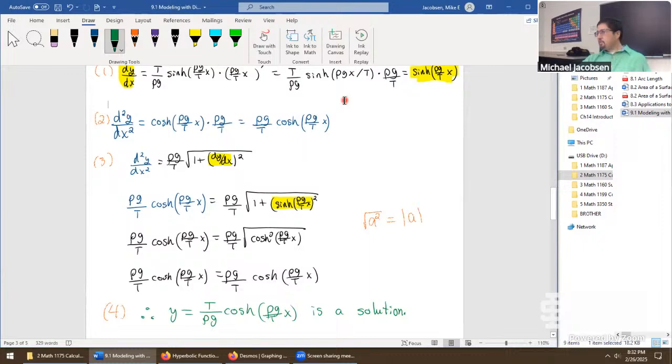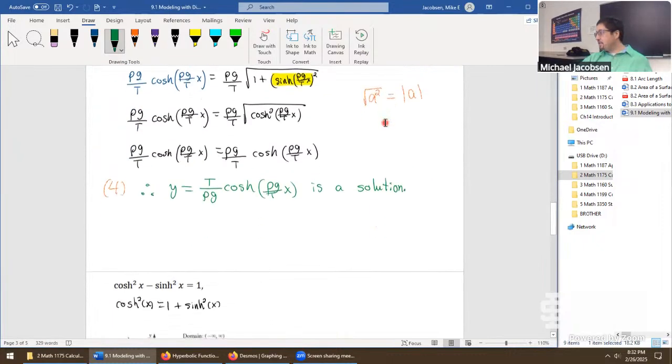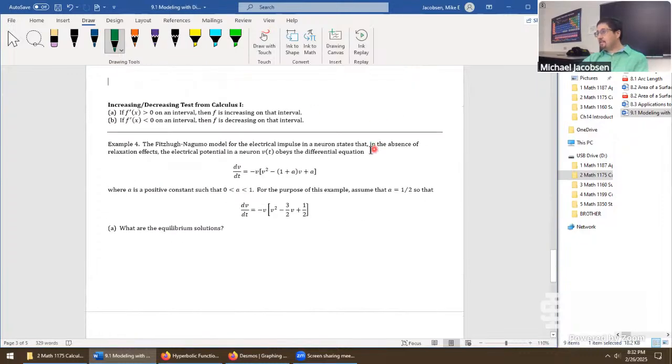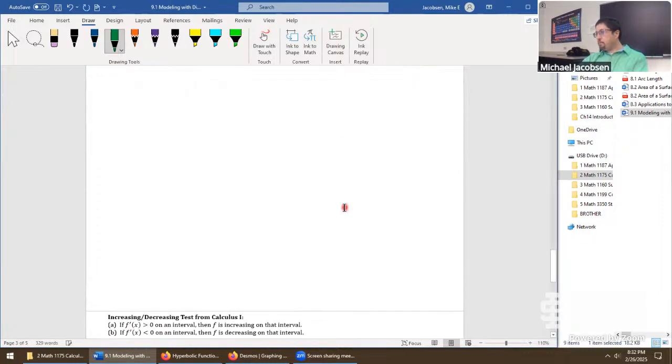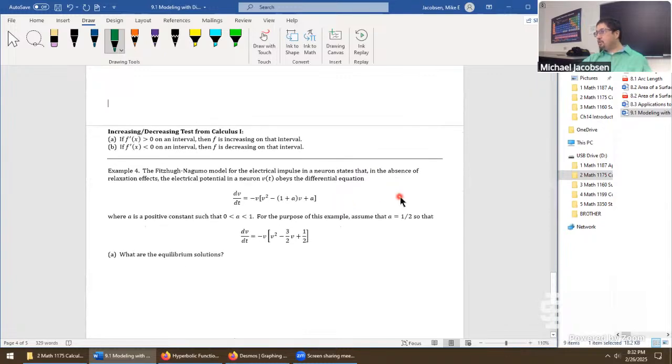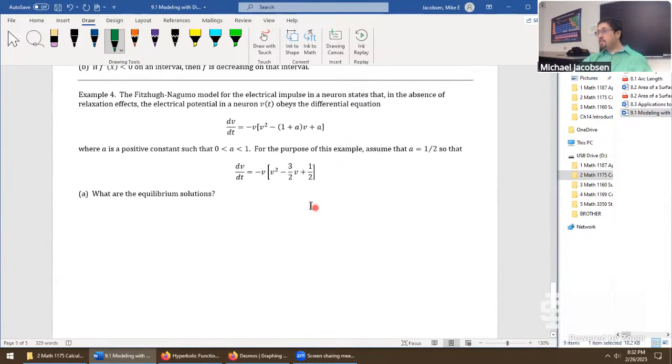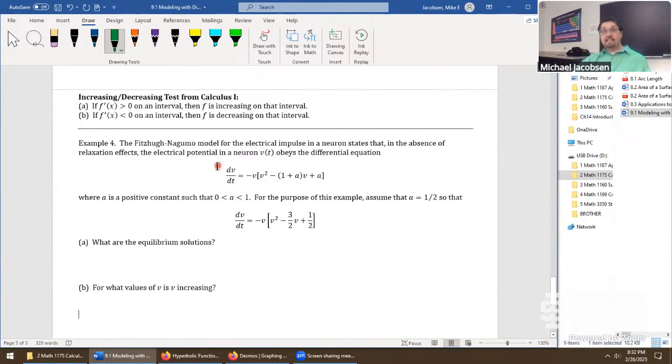Okay, well, there's just a couple more concepts that we would want to talk about before we close out this section, and that's equilibrium solutions and solutions where the solution to the differential equation would be increasing. We want to know solutions for which v, the solution to that differential equation, is decreasing, and that could give us a lot of intuition about what's going on with this differential equation here.